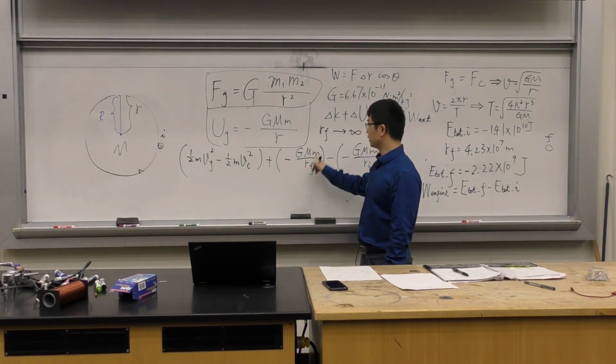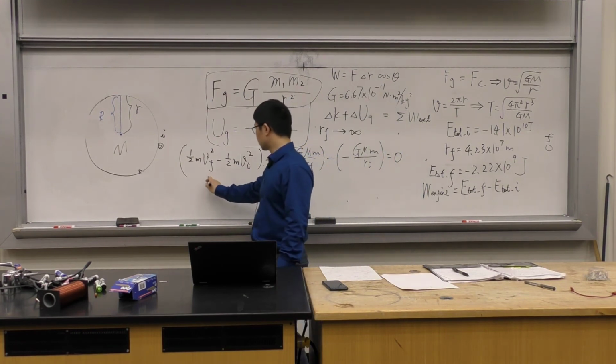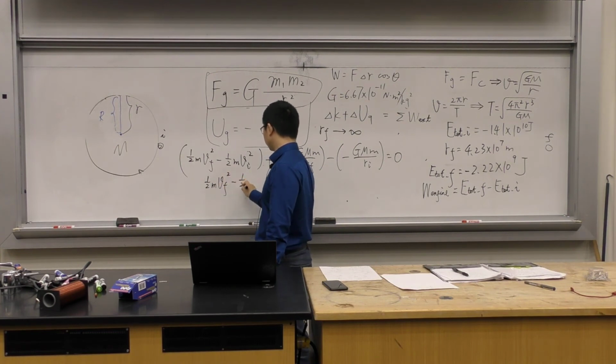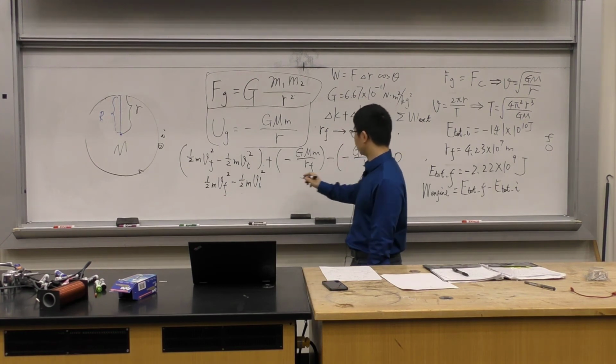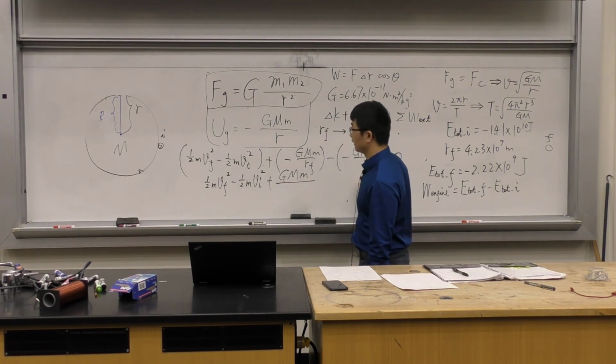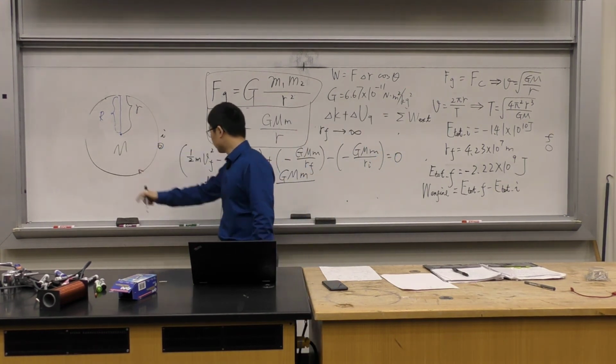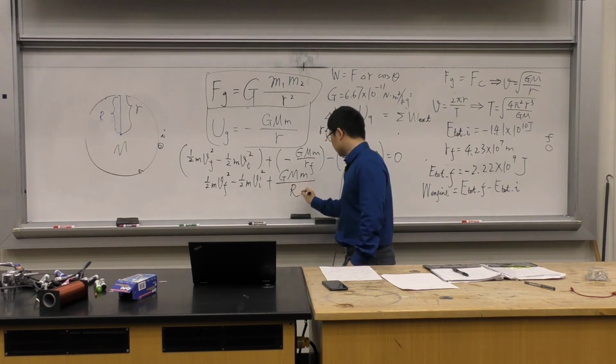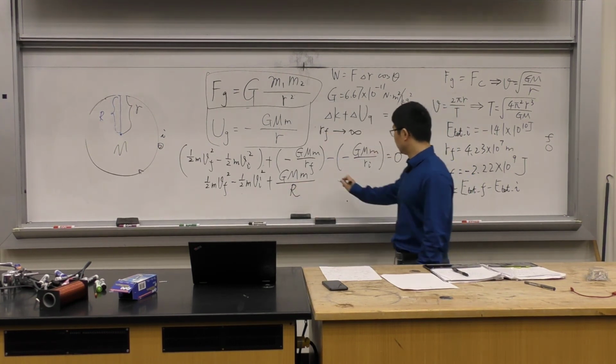If this is almost infinity, what is this term? 0, right? So you will get 1/2 m VF squared minus 1/2 m VI squared. Now this term goes away, so you will have another positive term, GM. What is the initial RI? Well, it's at the surface of the Earth. So that's going to be the radius of the Earth, right? Equals 0.